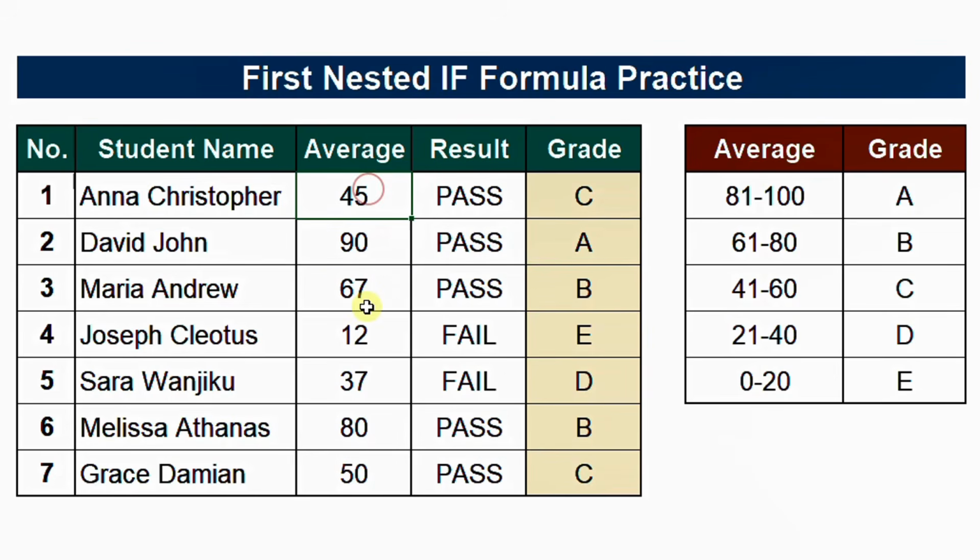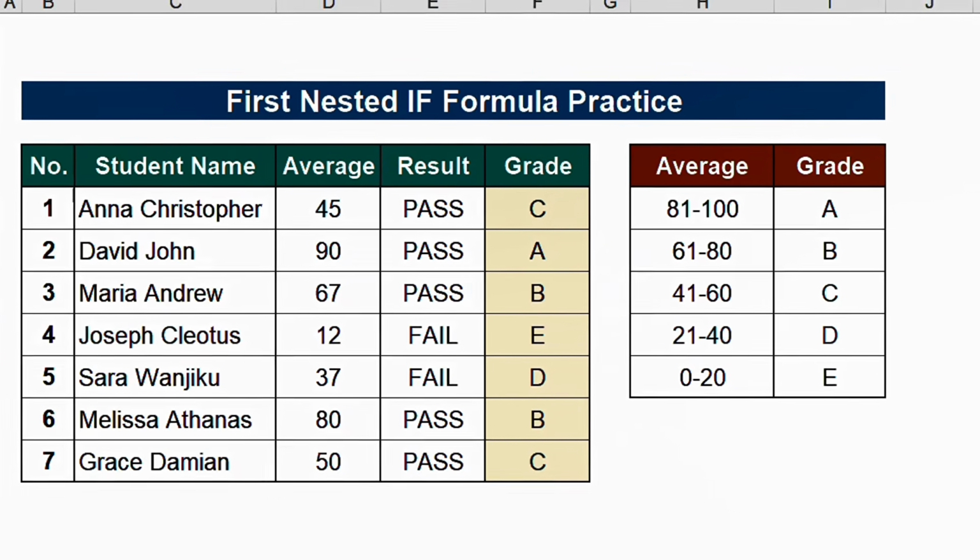Let's change 45 to 80 and press enter, and the grade becomes B. You see? 80 is not 81 and above. So Excel moves to the next condition. This is why the signs and the checking order matter. Now let's again restore the original average 45. And the formula responded correctly each time.